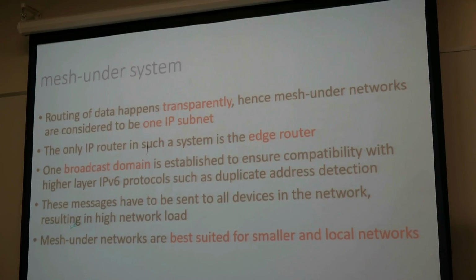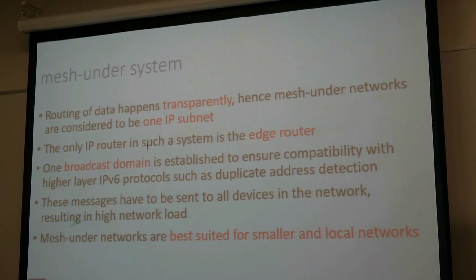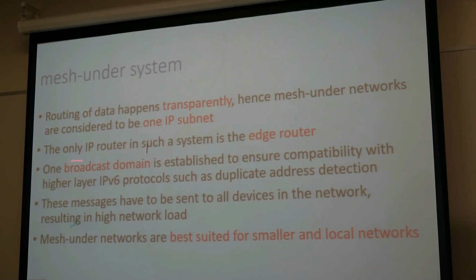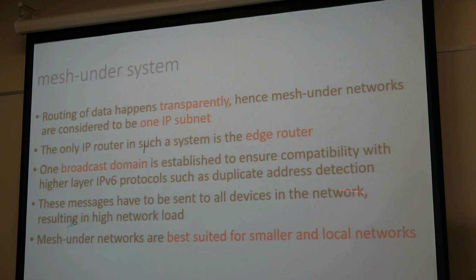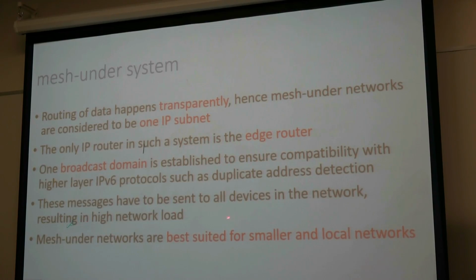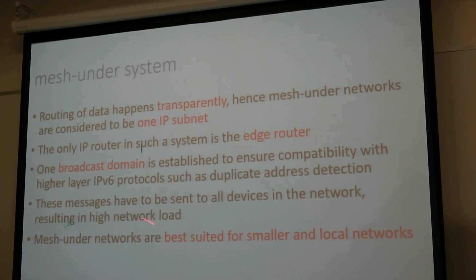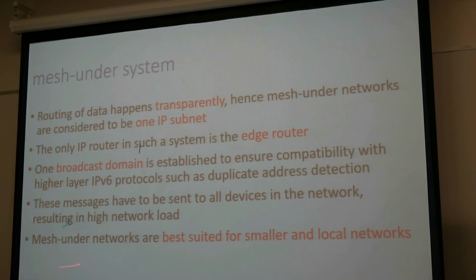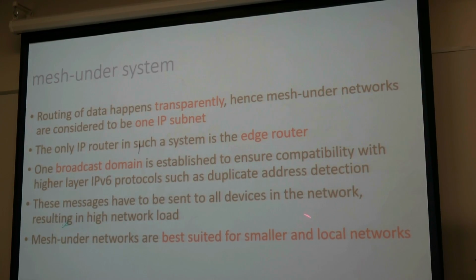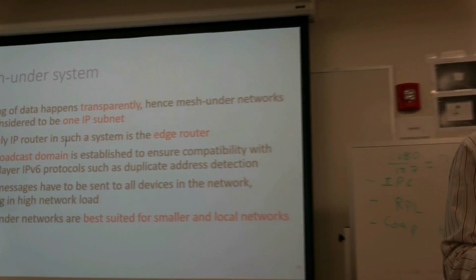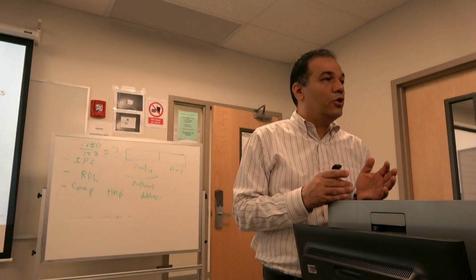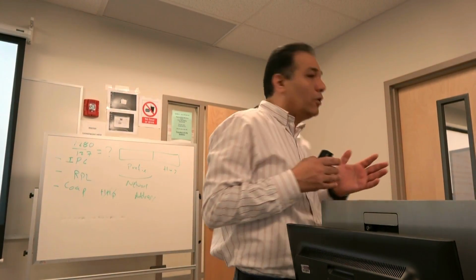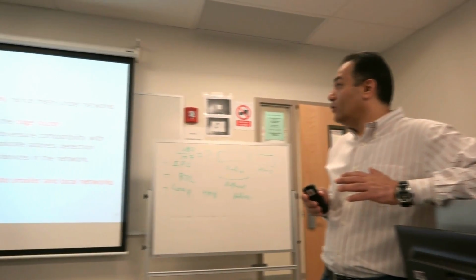The only IP router in such a system is the edge router. So the only router in such a network is the edge router. So one router. One broadcast domain is established to ensure compatibility with the higher level IP. And the message has to be sent to all devices in the network, resulting in a high network load. Mesh under networks are best suited for small and local networks. So you build a small network and make it work like a mesh network, mesh under.